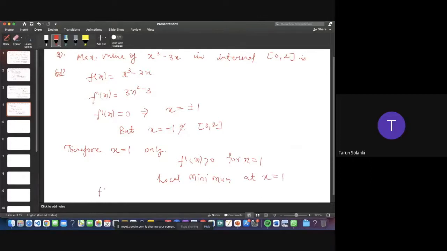So f(0) is 0, f(1) is equal to minus 2, and f(2) is equal to 6. So f(x) attains its maximum at x equals 2. So this is the answer.